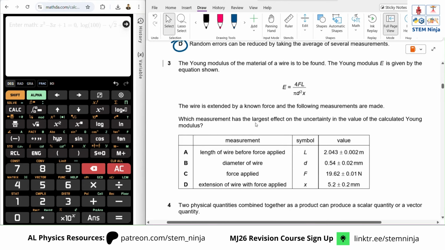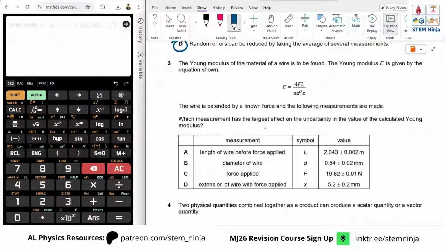The Young modulus of the material of a wire is to be found. The Young modulus E is given by the equation shown. The wire is extended by a known force and the following measurements are made. Which measurement has the largest effect on the uncertainty in the value of the Young modulus? Right, okay. So basically we need to see the major effect on the percentage uncertainty, because this is a quotient and product of things, so we need to see which quantity will have the most effect.